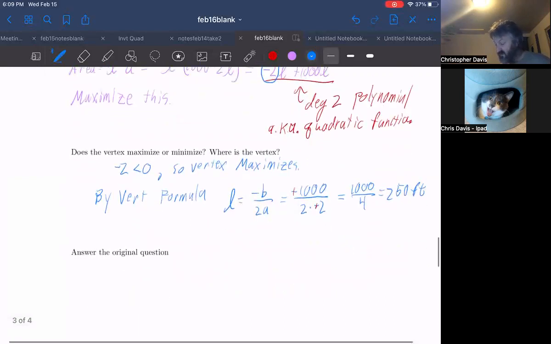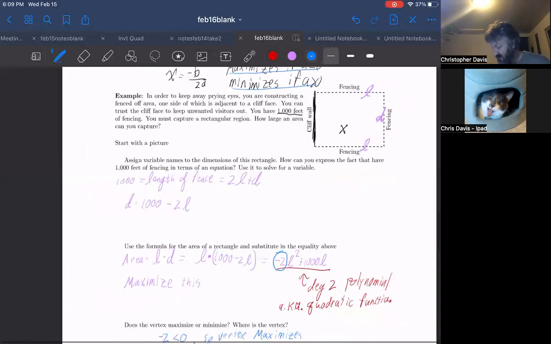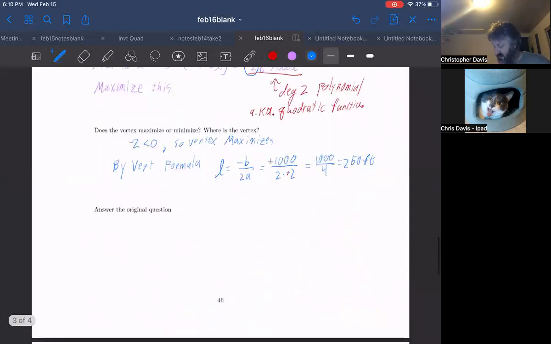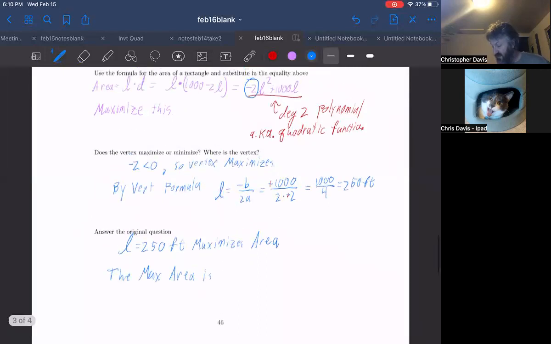Let's now answer the original question. You have 1,000 feet of fencing. You must capture a rectangular region. How large an area can you capture? So L equals 250 feet maximizes area, but that doesn't answer the question. I actually want to know what the area is. The max area is what happens when you plug L equal to 250 into this.